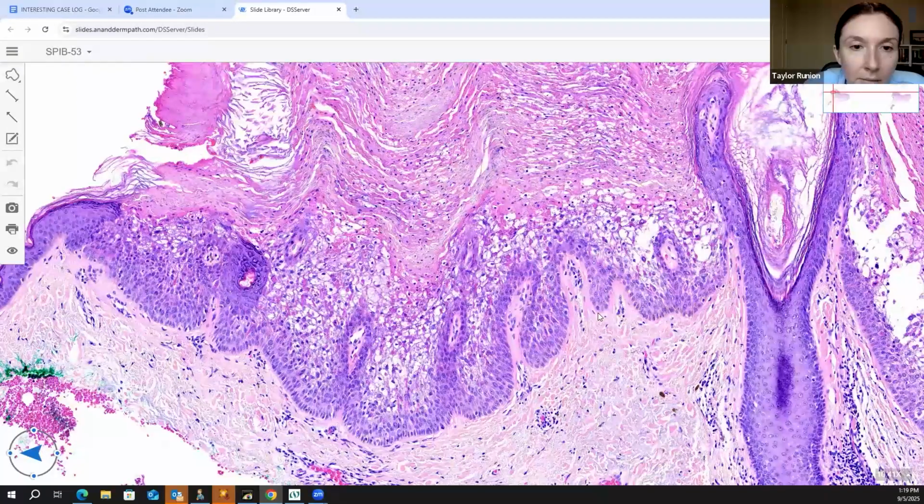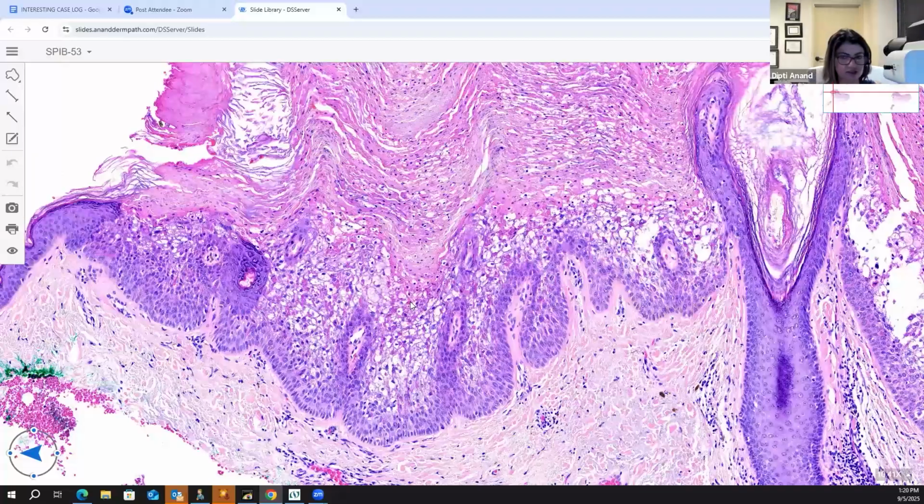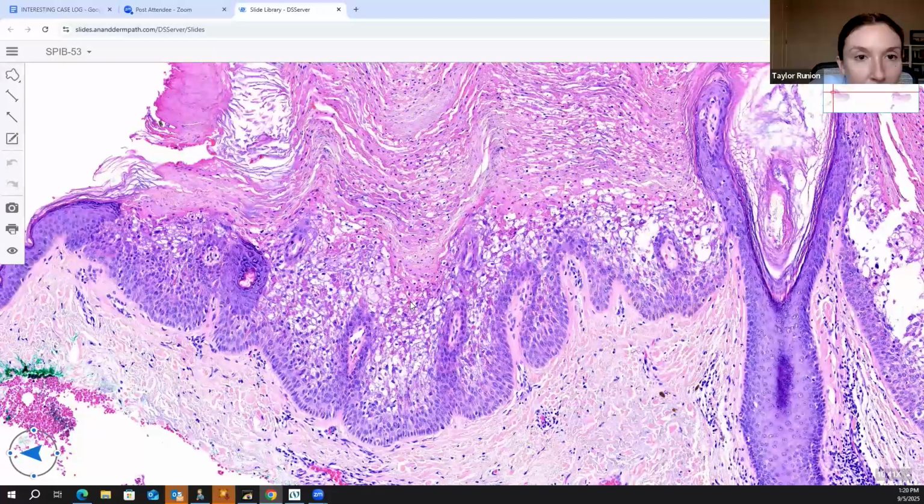I can take this one. Here, I thought that there was a lot of hyperkeratosis and some hypergranulosis. And I thought that the stratum spinosum maybe looked a little bit pale. So I was thinking EHK. Yes, you're right.